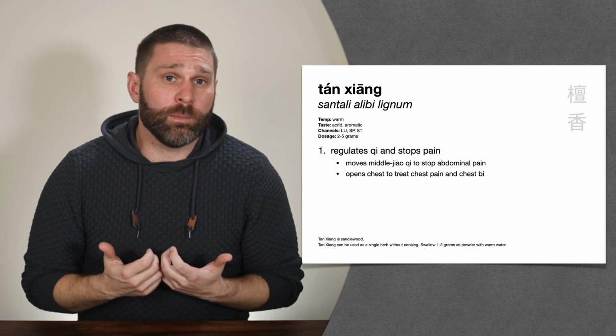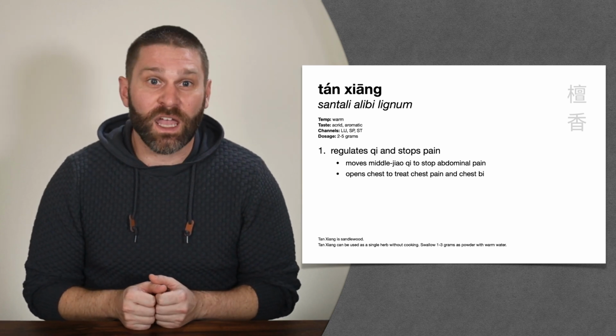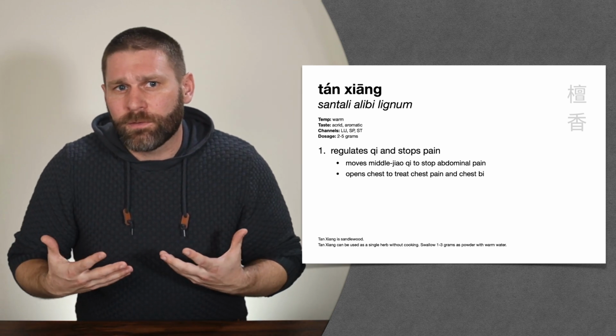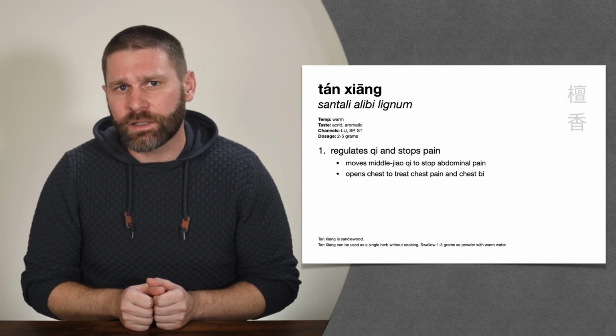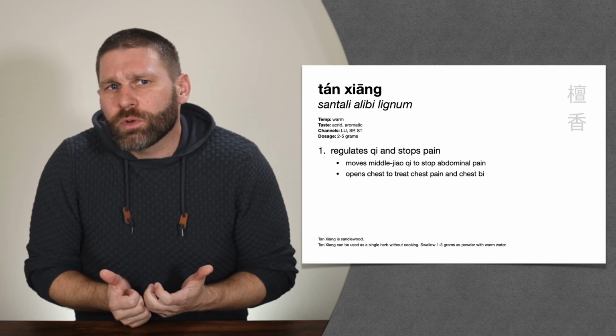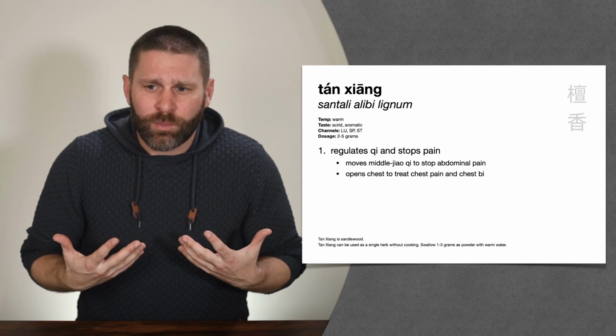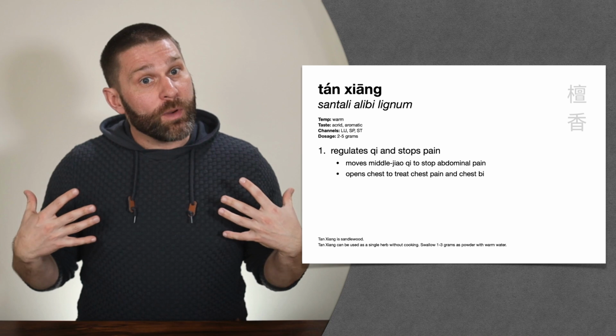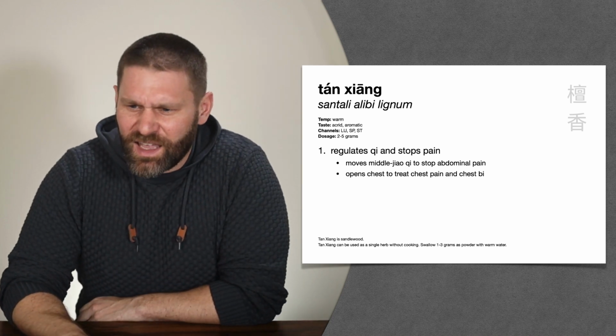Honestly, these last two, I'm not sure they're very common herbs, Chen Xiang and Tan Xiang. Tan Xiang, I can't think of any formulas that we learn where Tan Xiang is an ingredient. Maybe I'm not remembering well, but these aren't really common herbs. So Tan Xiang, I might remember regulating middle jiao qi and stopping pain, but also opening the chest makes this one stand out.